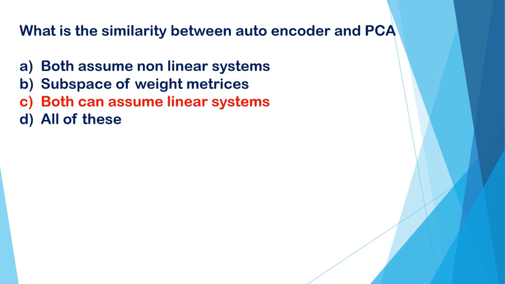True. What is the similarity between autoencoder and PCA? A. Both assume nonlinear systems. B. Subspace of weight matrices. C. Both can assume linear systems. D. All of these. And the correct option is C. Both can assume linear systems.